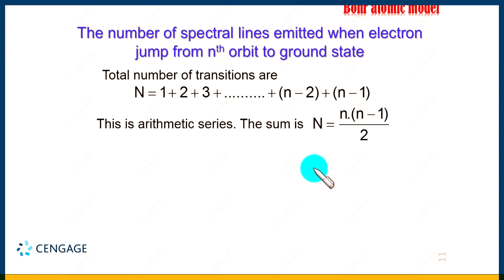Suppose electron initially is at n equal to 4 and we want to calculate or find the number of the spectral lines.